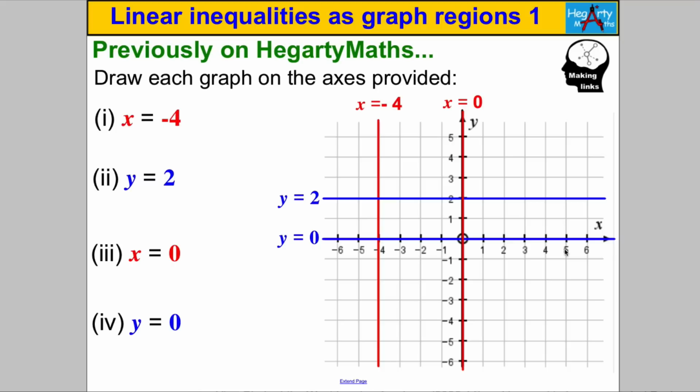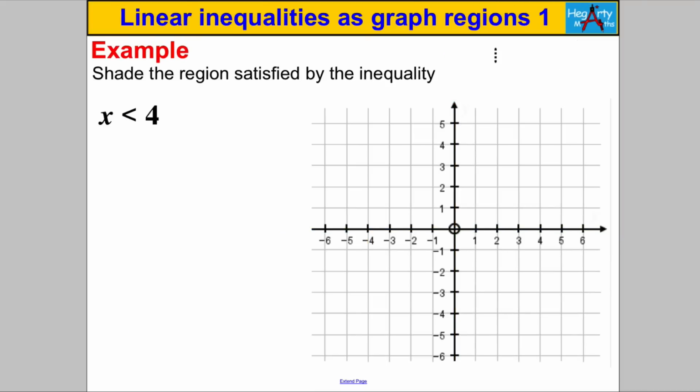So go back to your building blocks if, when looking at these answers, you don't have a clue why they're like that. And we're going to use this skill for representing inequalities as a region of a graph. So let's go straight in and have a go at the first one. Shade the region of that graph satisfied by the inequality x is strictly less than 4.